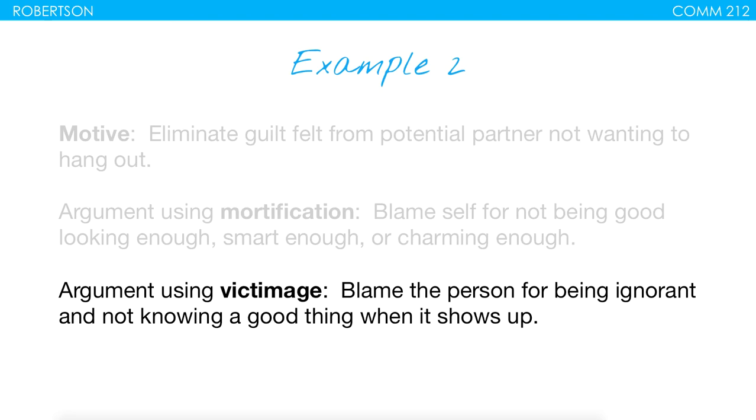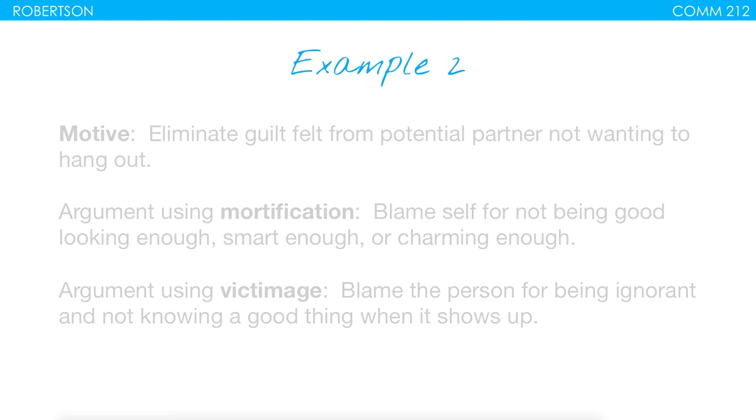Okay, so notice how both of these were trying to eliminate the guilt that was felt. So this uncomfortable emotion, this emotion that you might not want in a situation like this. So you can either blame yourself or you could blame the other person. And then, you know, you could probably come up with other things that you could blame here other than the person, to use other types of victimage here as well.